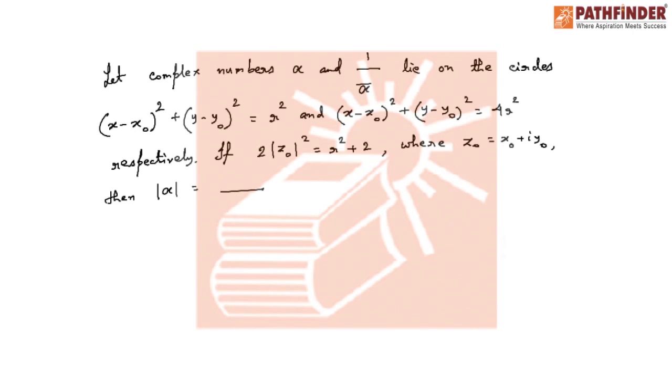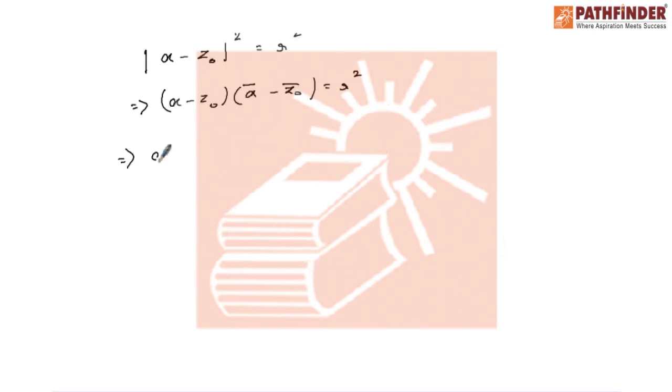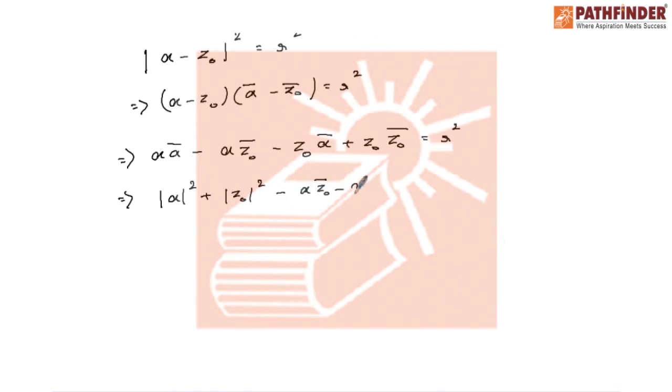Now as alpha lies on the first circle here, (x minus x naught) whole square plus (y minus y naught) whole square equal to r square, we have mod of (alpha minus z naught) whole square equal to r square. So clearly we can write (alpha minus z naught) multiplied by (alpha bar minus z naught bar) is equal to r squared, which gives us alpha alpha bar minus alpha z naught bar minus z naught alpha bar plus z naught z naught bar is equal to r squared, which gives us mod alpha squared plus mod z naught square minus alpha z naught bar minus alpha bar z naught equal to r square. Let's call this equation 1.